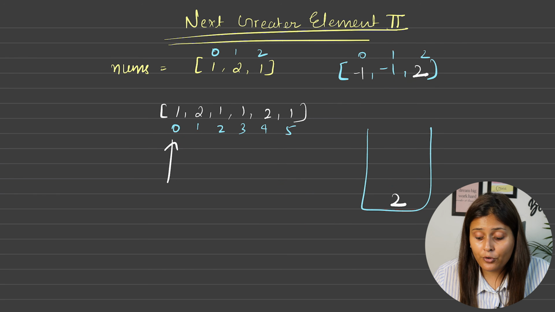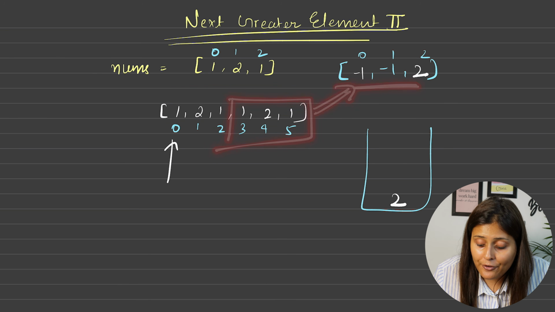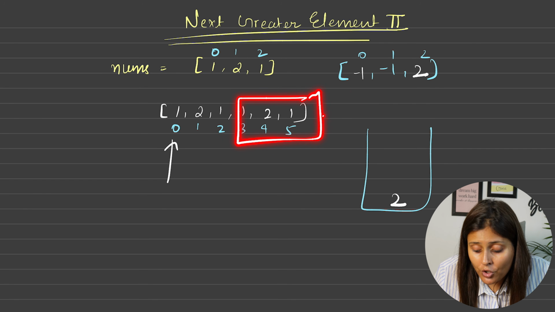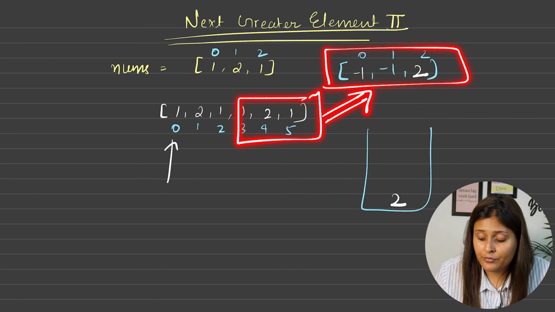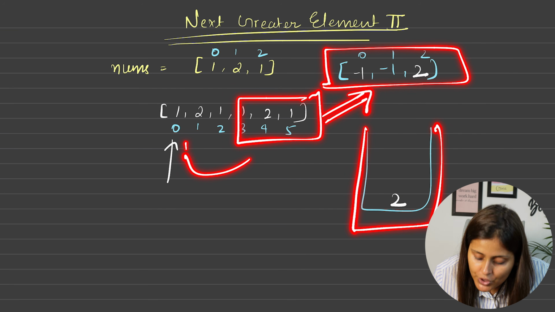Second thing, we run the for loop for 2n times instead of n, because this is circular, and for half of the time we did not update our answer. We just updated our stack for our original array.